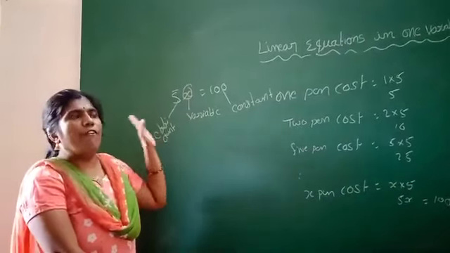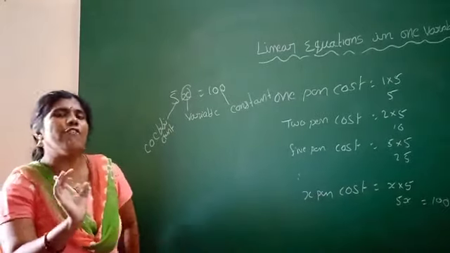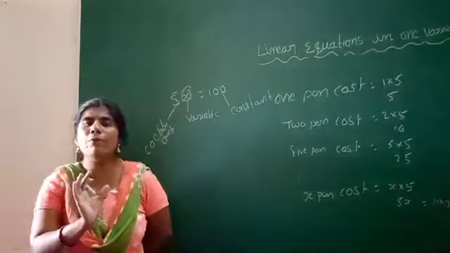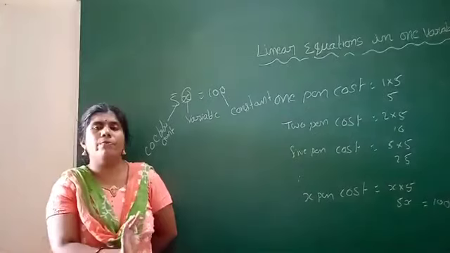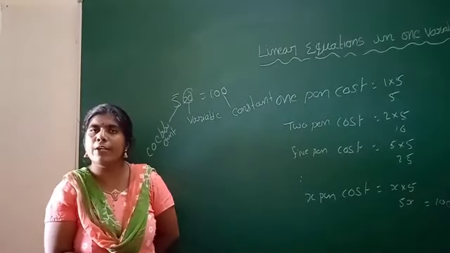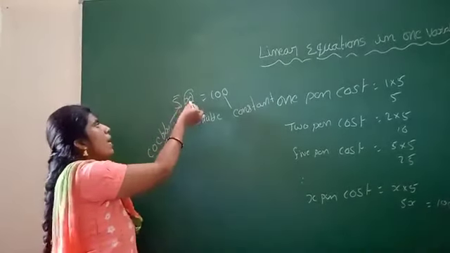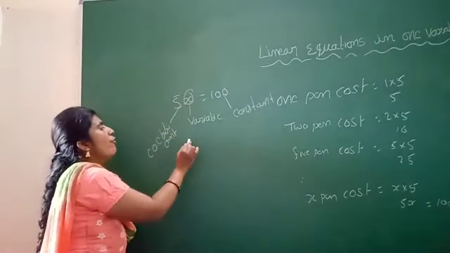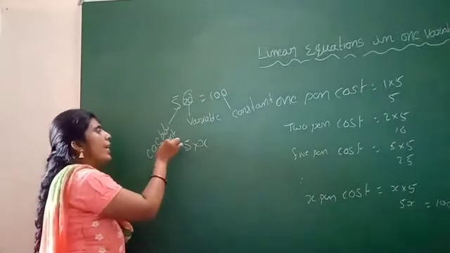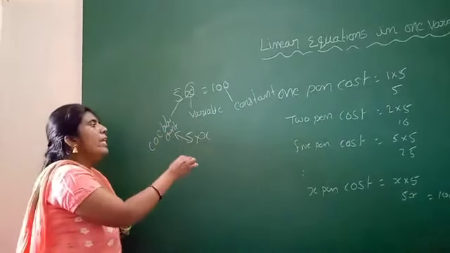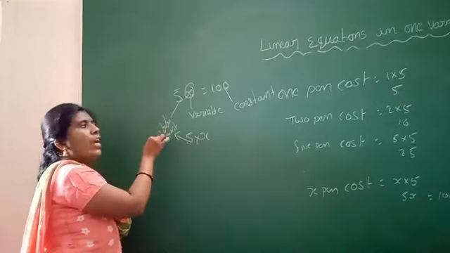What is the difference between constant and coefficient? A constant is a fixed value. It does not change. A variable is changing. Okay, what is the coefficient? The number that multiplies the variable is called the coefficient. Simply understand: the number before the variable is called a coefficient.